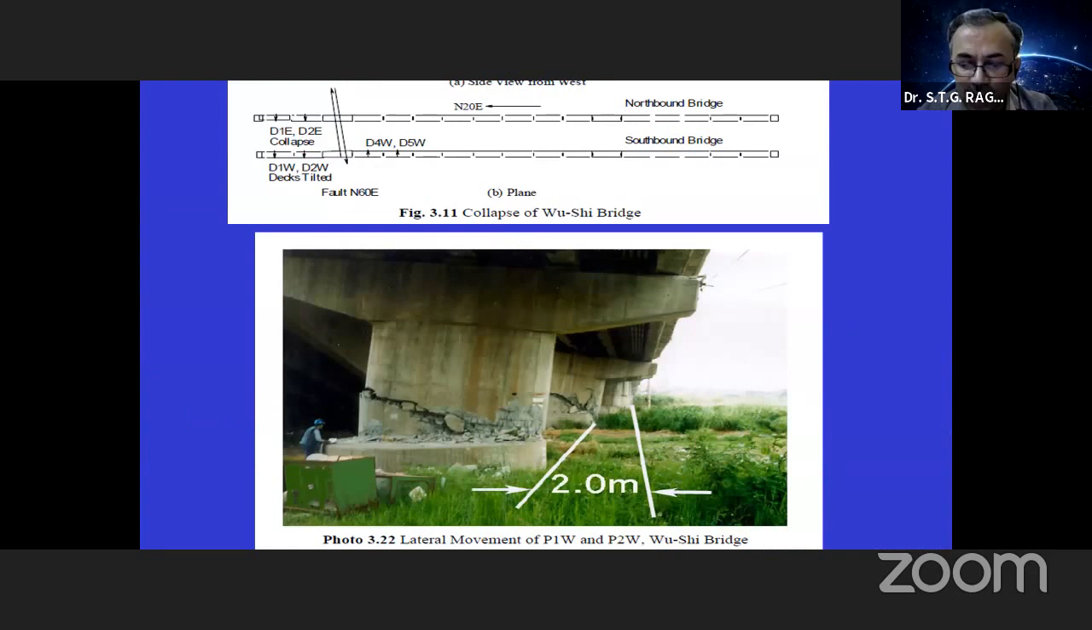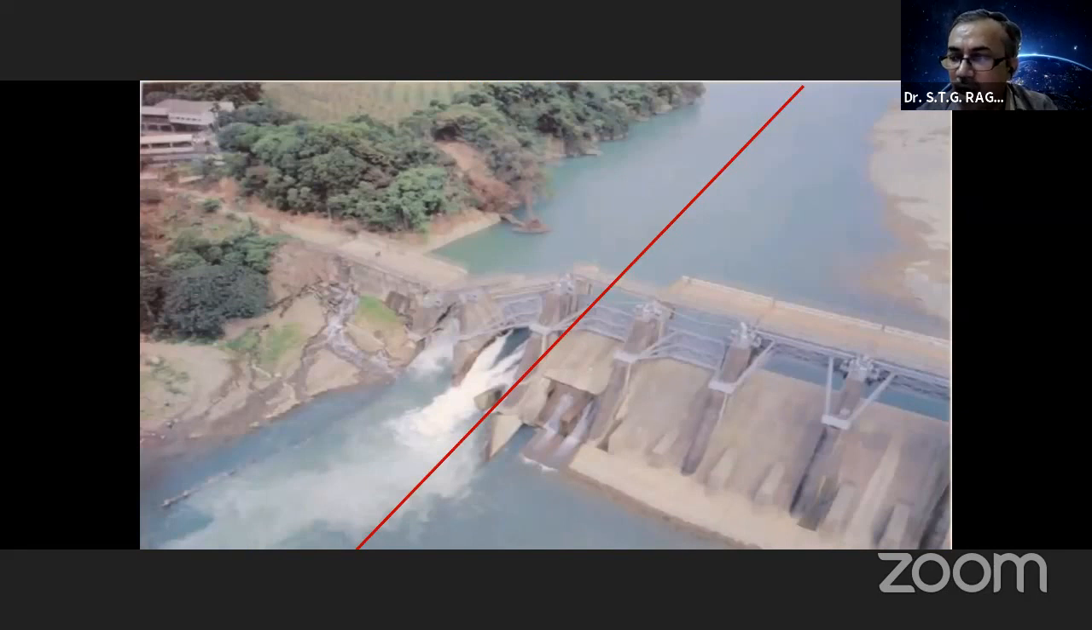And now this is also one famous bridge, Wuxi Bridge. This was also crossing the fault, you can see here in the plan. During the earthquake, the fault moved by 2 meters. You can see there is a permanent offset in this pier. Here the damage was not due to the vibration, essentially it was due to the movement of the fault by around 2 meters.